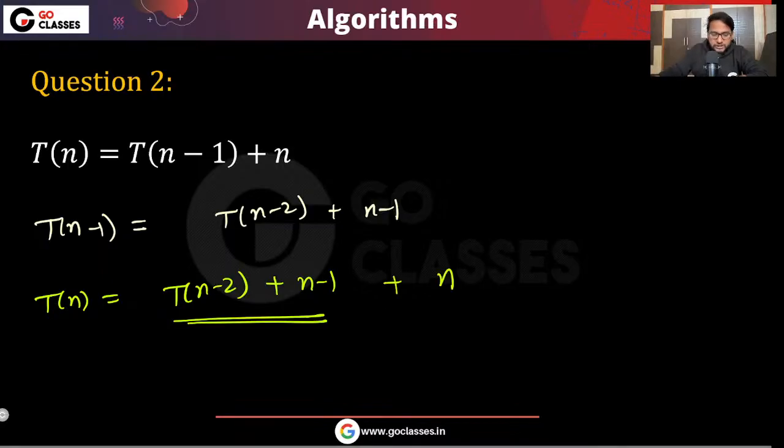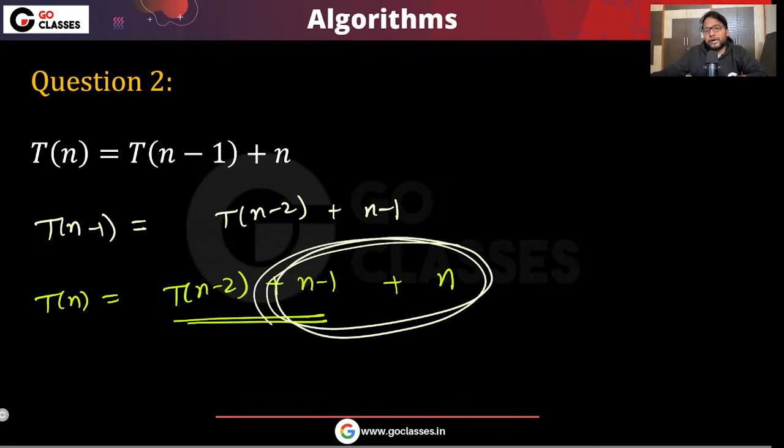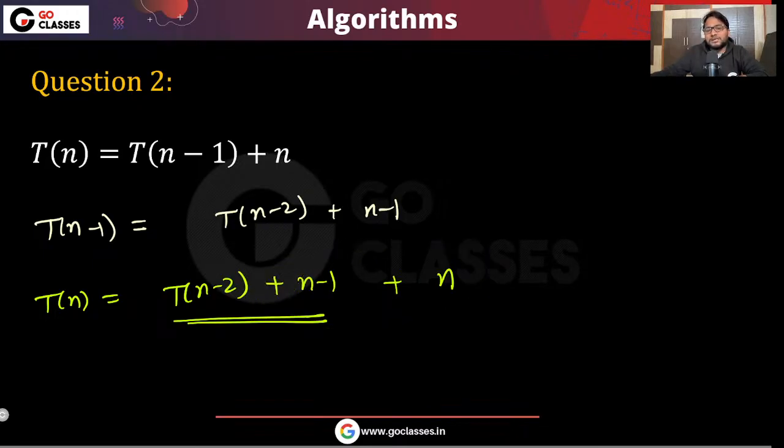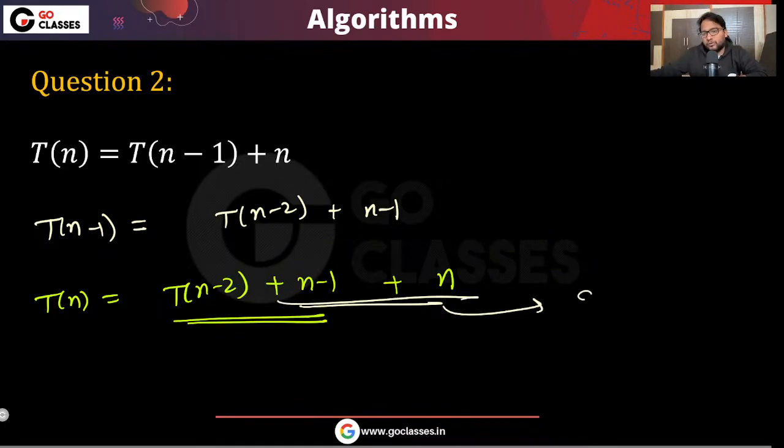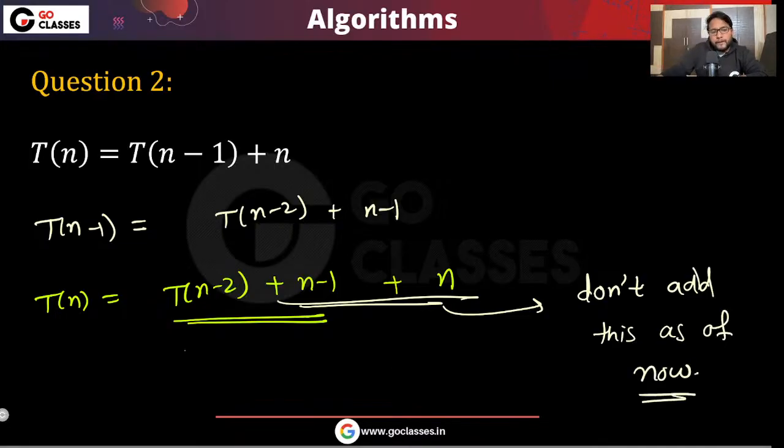Now you have two choices here. Either you can add these two, or you can just keep it as it is. If you add these two, then the answer will be basically 2n minus 1. But currently, let's not add it. I want to observe the pattern. So that's why I'm not adding it. So don't add the series as of now, okay? So now you will be getting Tn equal to this thing, right?